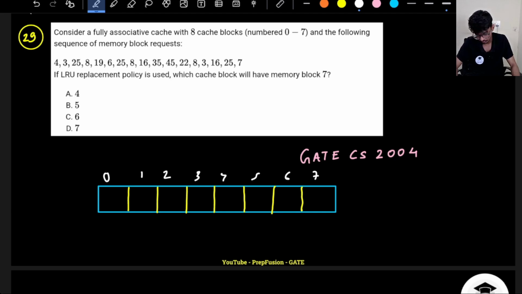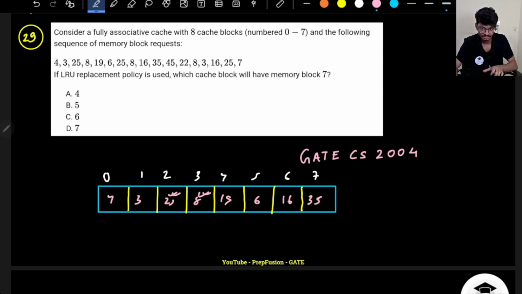Initially everything is empty, so everything will be put into the cache memory. Initially 4 is there, then 3, 25, 8, 19, everything is a miss. Then I have 6, 25, and again I call 8. If I am calling 25 again, it is a hit. If I am calling 8 again, it is a hit. If I am calling 16, it will be a miss, so 16 will be here, then 35.